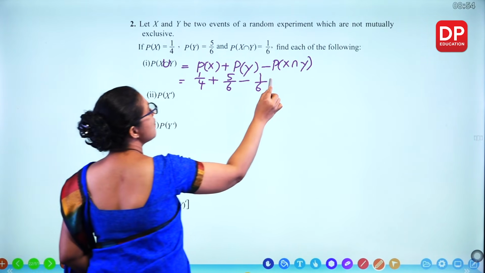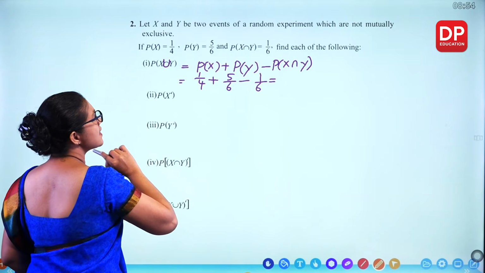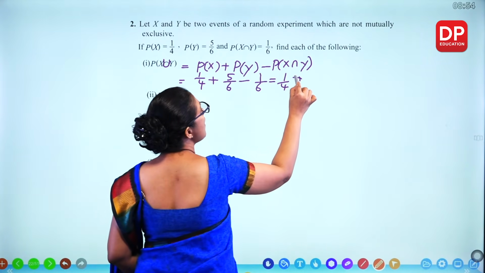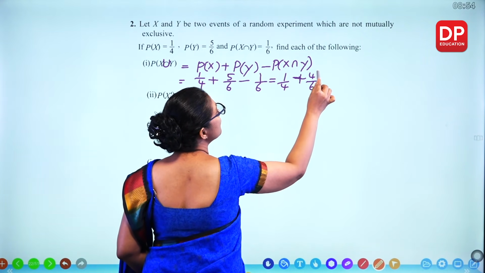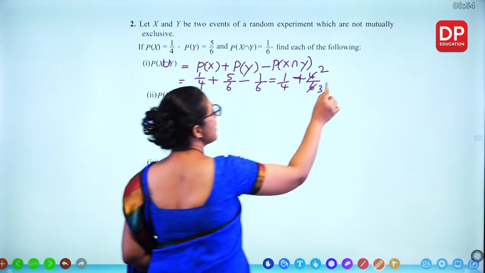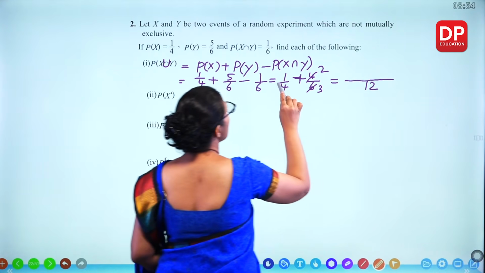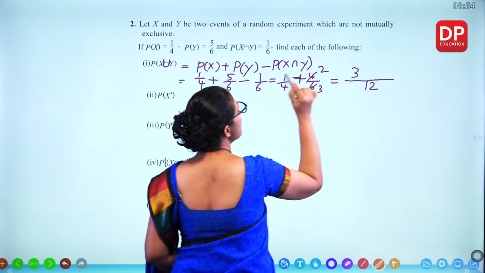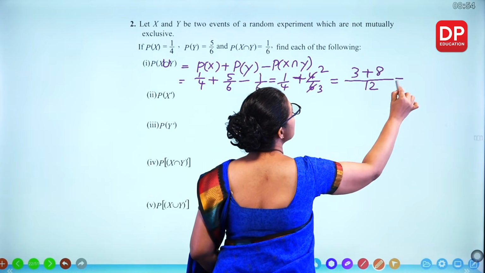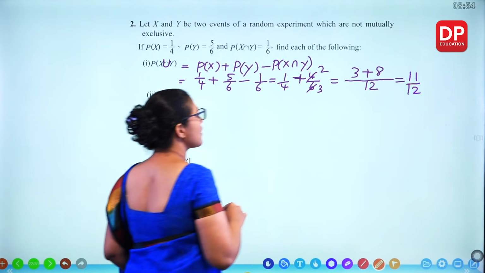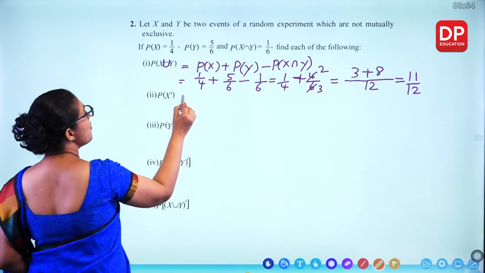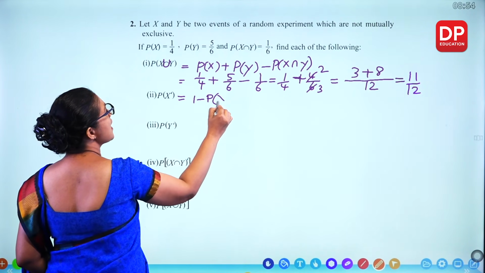So when you simplify, you get 4/6. Simplify again, 1/4 plus 4/6 divide by 2. You get 2 here and 3. What's the common denominator of 4 and 3? You can convert to 12. 3 times 4 is 12. So 3 times 1. Here 4 times 3, 12. 4 times 2, 8. So 8 plus 3, you get 11/12. Px dash. From the formula we know that's 1 minus Px.